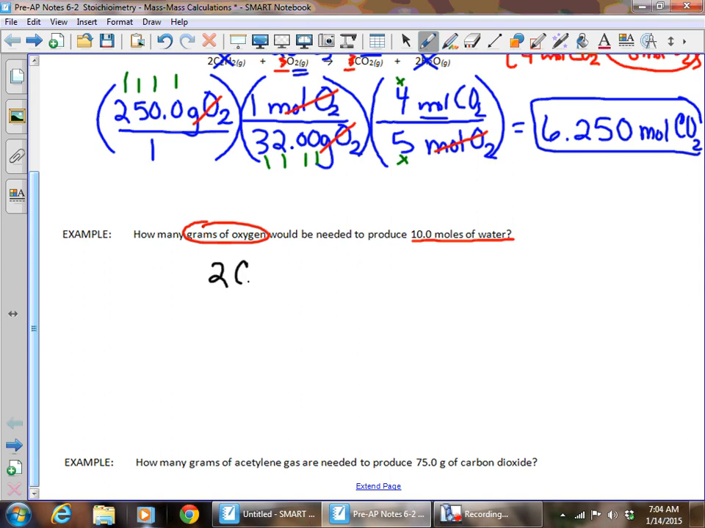So 2 C2H2s plus 5 O2s yields 4 CO2s plus 2 H2O. So if you do not have a balanced chemical equation, you must write it in.